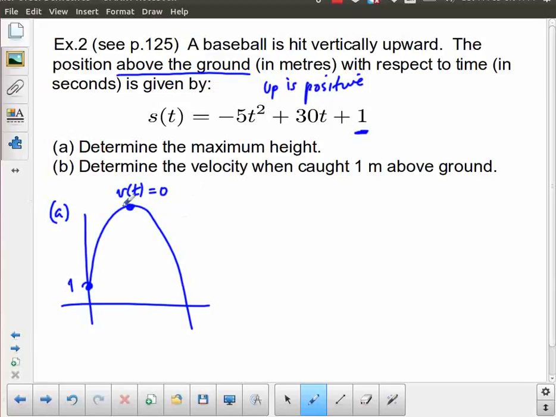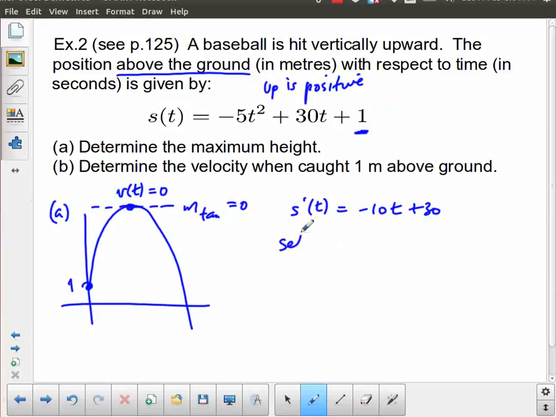Another way of thinking of that is to think of the tangent line. The slope of the tangent line is equal to 0. But that's the same thing as the instantaneous rate of change, which is the speed. So however you think about it, we end up at the same place, which is the first thing we're going to need is the derivative. So s prime of t is equal to negative 10t plus 30, taking the derivative just using the power rule for each of those terms.